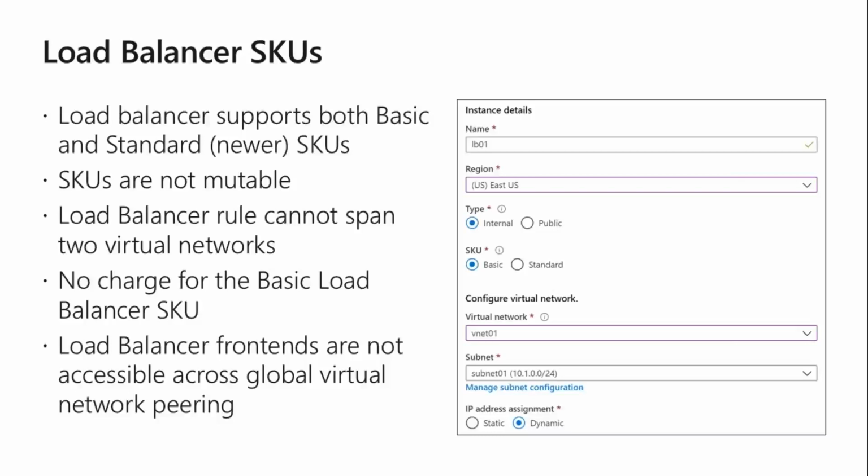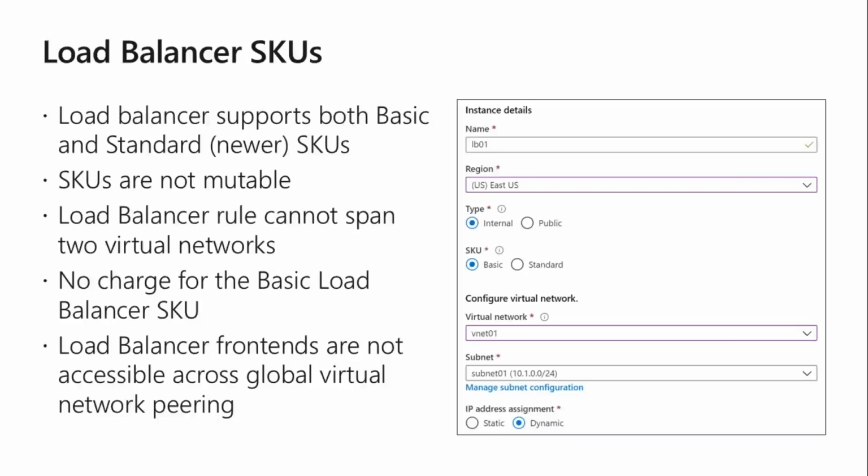But if you go for the standard load balancer, then you can add multiple virtual machines, individual virtual machines. You can add multiple availability sets. You can add multiple scale sets of VMs. So these are the changes. And obviously, basic load balancer is free of cost. You don't have to pay anything. But standard load balancer, there is a cost.